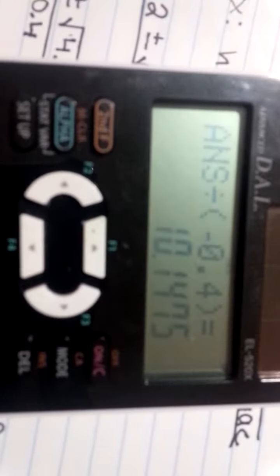So let's do that again. -2 subtracted by 2.059 gives us -4.059, divided by -0.4, which should give us a positive answer, which is 10.147. So if you round it, it's 10.15.